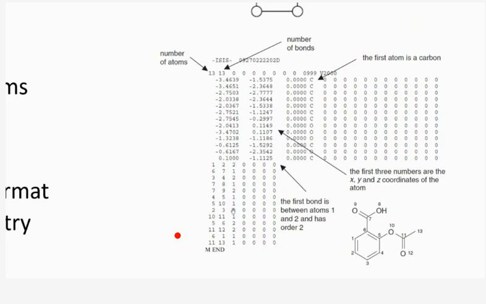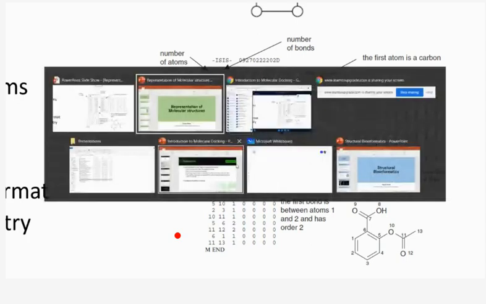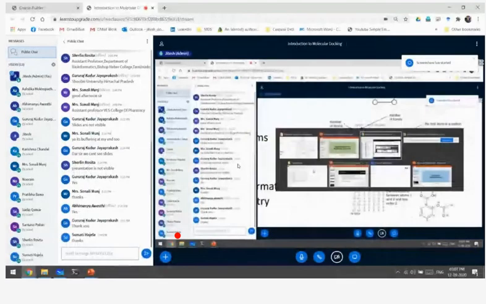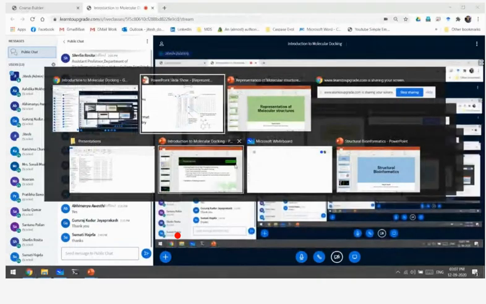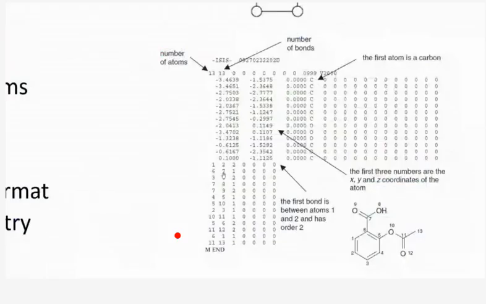Then you have this connection table which describes how the atoms are bonded. Here the first column shows the first atom of the bond, the second column shows the second atom of the bond, and the third column shows the order of the bond. So for example, here the first atom and second atom are bonded by a double bond, that is, a second order bond. The sixth and seventh atoms are bonded by a single bond. So this way it describes the data to the computer.